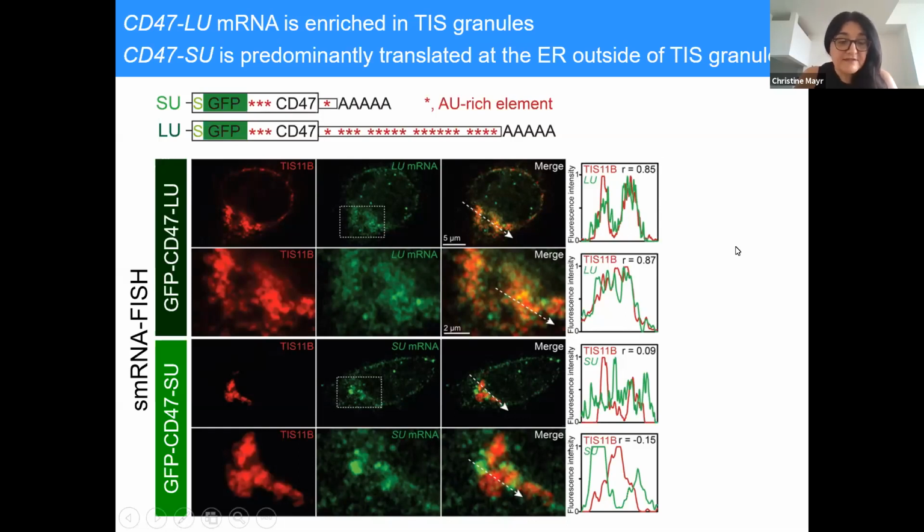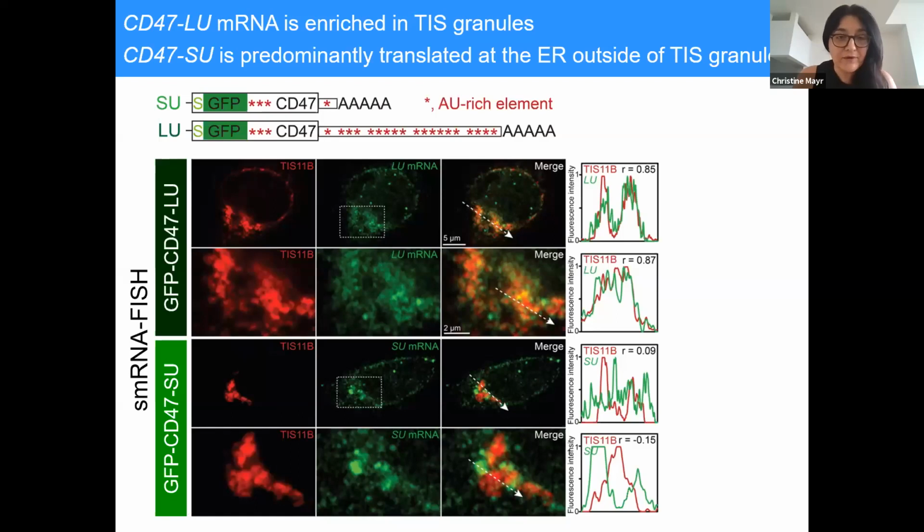So when we look at CD47 with a short UTR, so CD47 short also needs to be translated at the ER because it has 5 transmembrane domains. But the RNA basically localizes mostly outside of Tis granules. So you can see that the green dots are mostly adjacent to the red dots, and there is very little co-localization. And many green dots are in areas where there is no Tis granule. So that means that CD47 with a short UTR localizes to the ER in a different area than CD47 with a long 3' UTR.